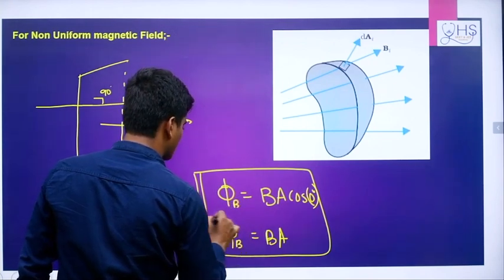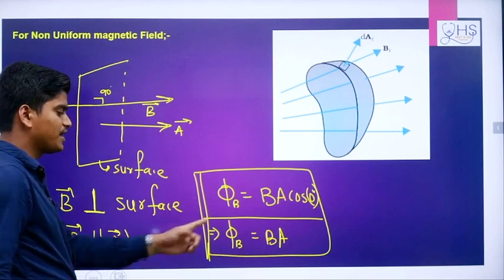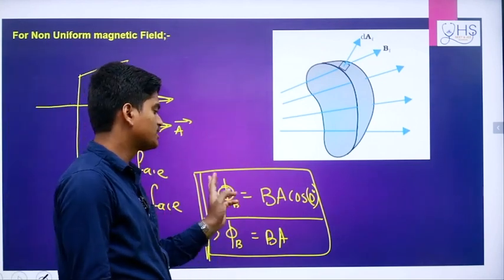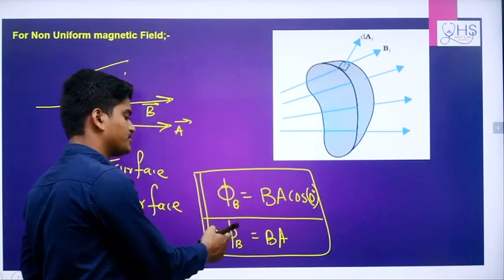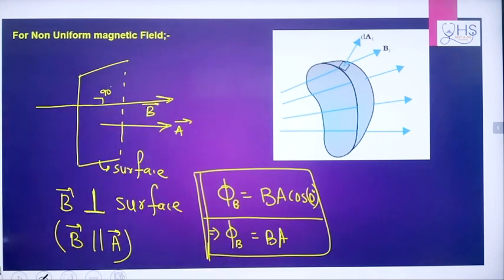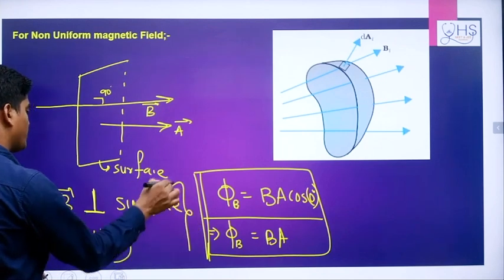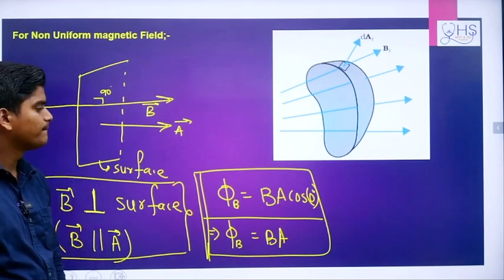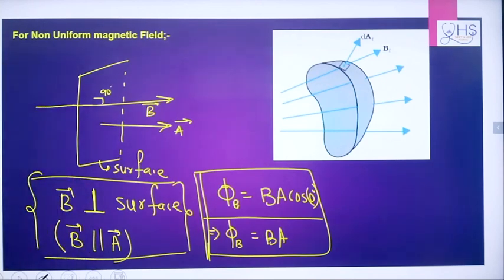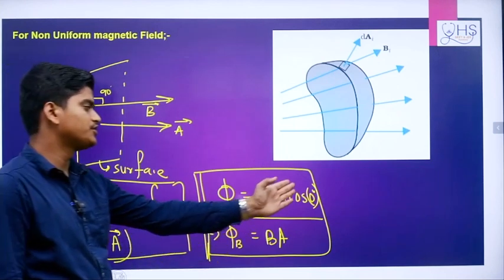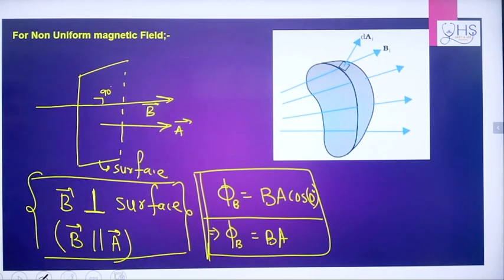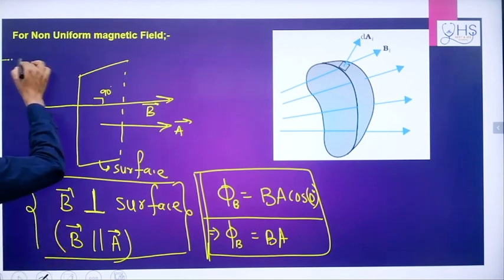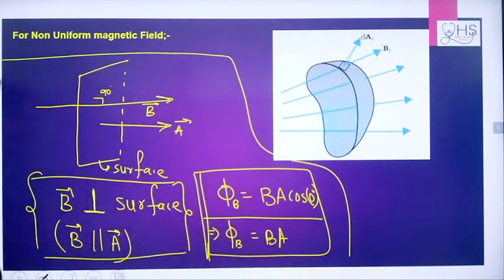Remember why I am writing magnetic flux as phi B: to distinguish it from electric flux, which is phi E. So remember, when the magnetic field is perpendicular to the surface, that time the B vector and A vector become parallel, and the magnetic flux becomes the magnetic field into the area, since cos 0 is 1. This is the idea you must remember about magnetic flux: when it is 0, and when its value is not 0.